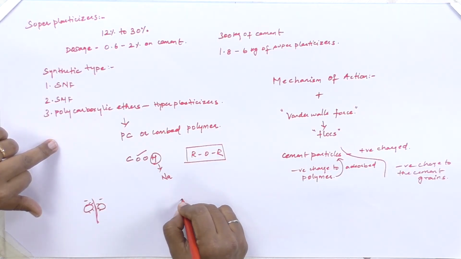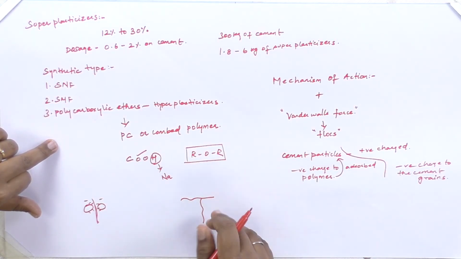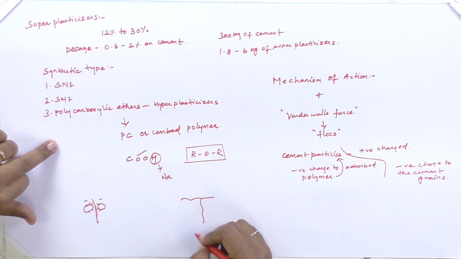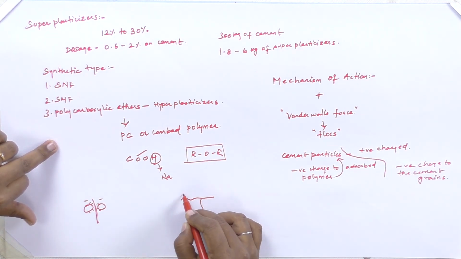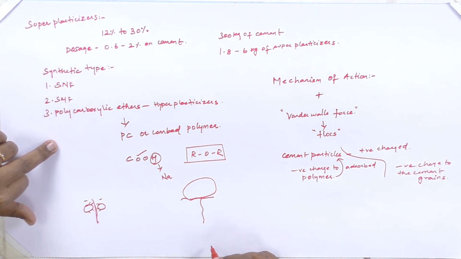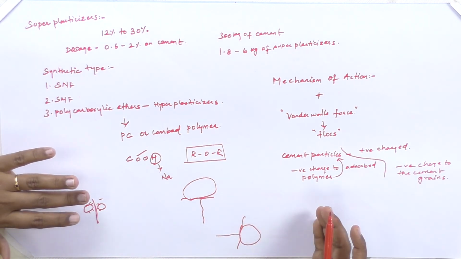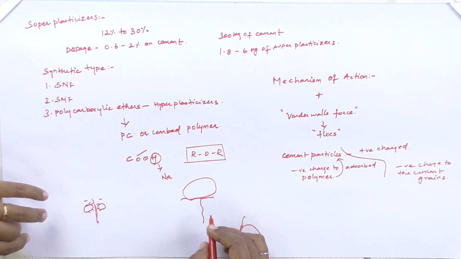This is called steric stabilization, also known as the steric effect. In very high range water reducing agents, the main polymer and another polymer form a combed polymer. So this is a cement particle grain, and here is another cement particle, with this polymer here, and these two cement particles will get dispersed to a greater extent, and this is called steric stabilization or the steric effect.